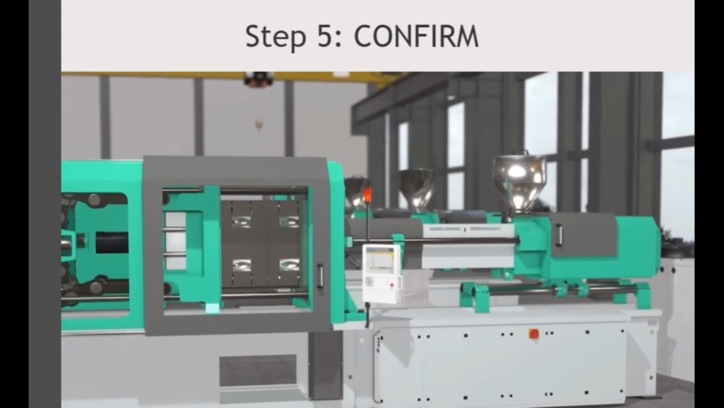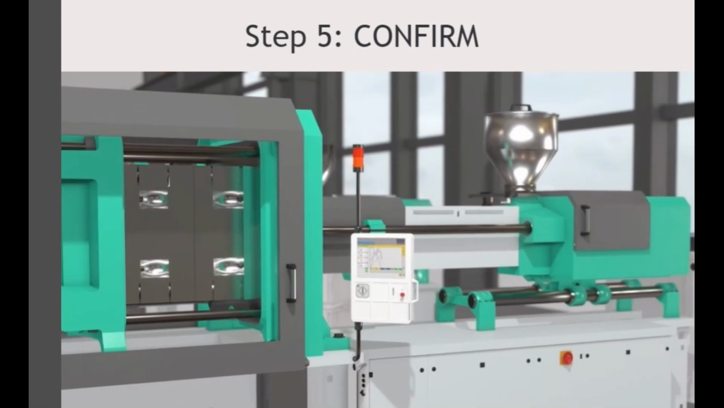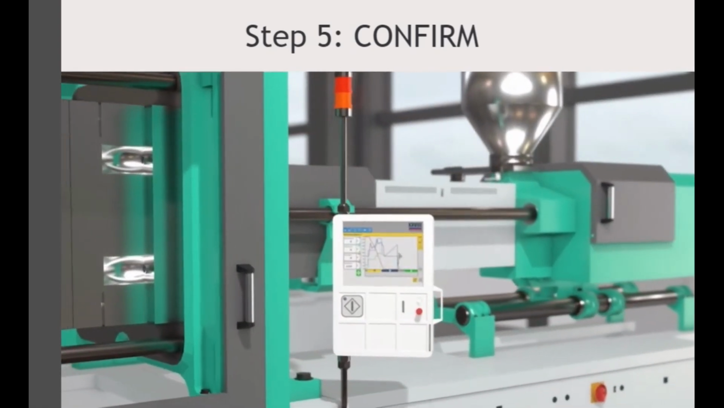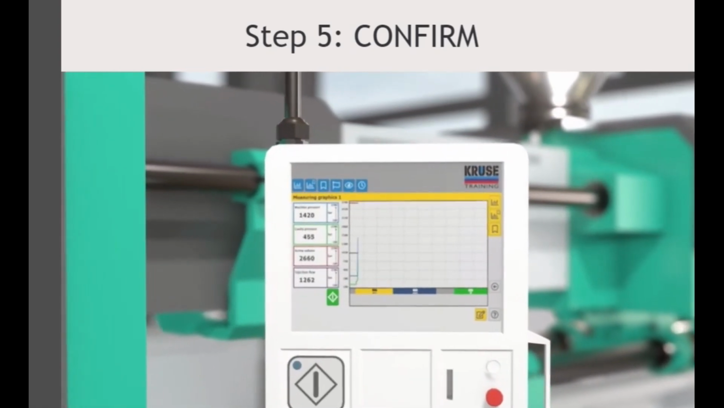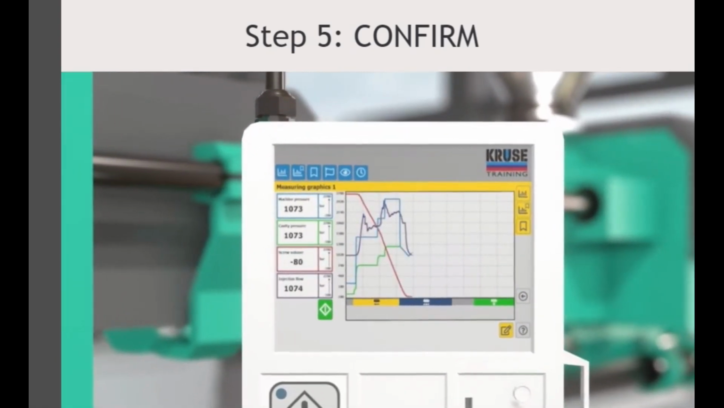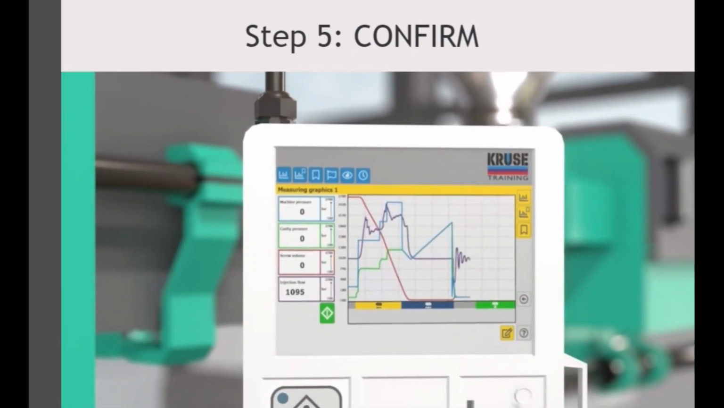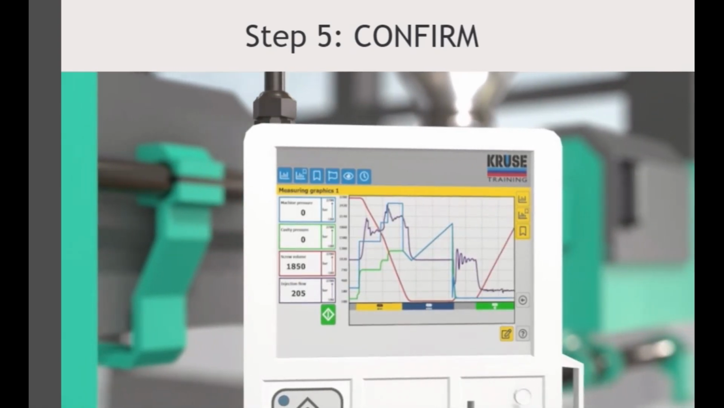The fifth and final step is the confirmation phase. By making a prediction of the best setting for each factor and then trying this setting one or more times, you can confirm the results. Verifying the optimized process setup is essential for maintaining part quality.